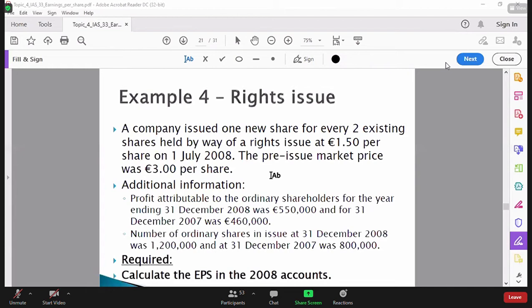Okay. Additional information: profit attributable to the ordinary shareholder for the year ending 31st December 2008 was 550. For 31st December 2007, profit was 460,000. Because the question mentions the profit attributable to ordinary shareholders at 31st December, the accounting period of the question is January to December. Now, number of ordinary shares in issue at 31st December 2008.